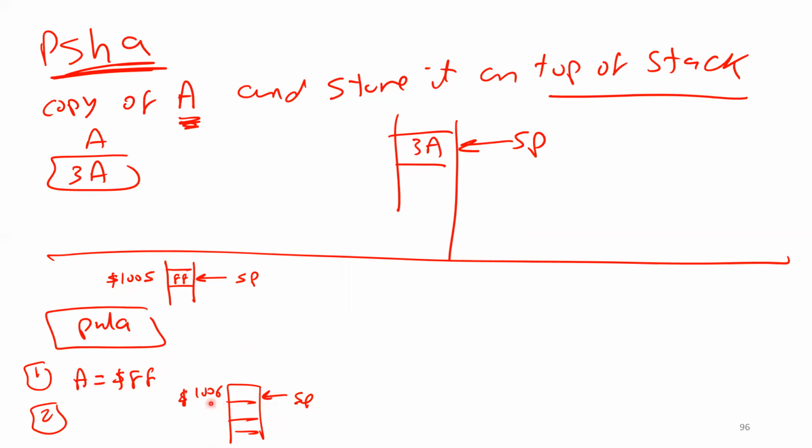Now it's 1006. Okay, remember, every time you push, the stack pointer should be decremented, and every time you pull, you increment. That's why here it was 1005, now it's 1006, because I pulled 1 byte. If you pull a word, it would be 1007, right? If you pull one word. Any question, guys?